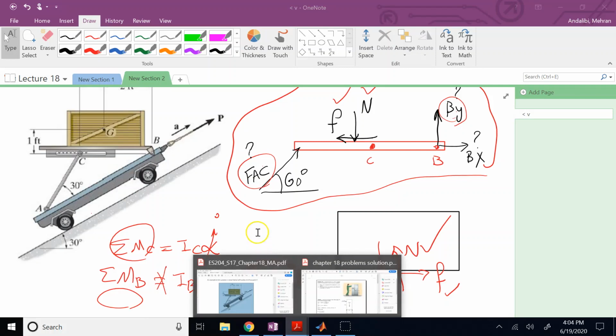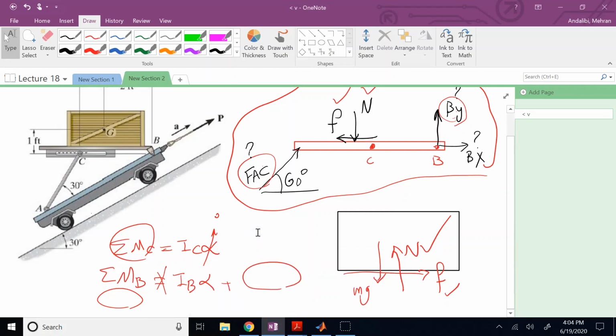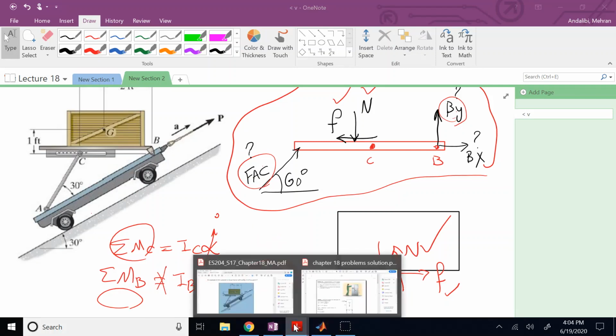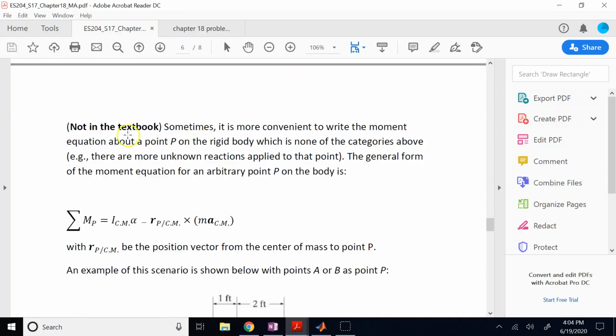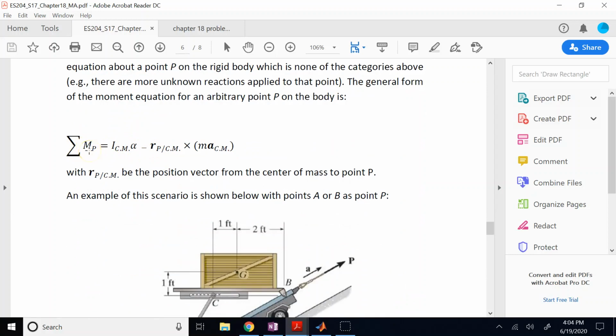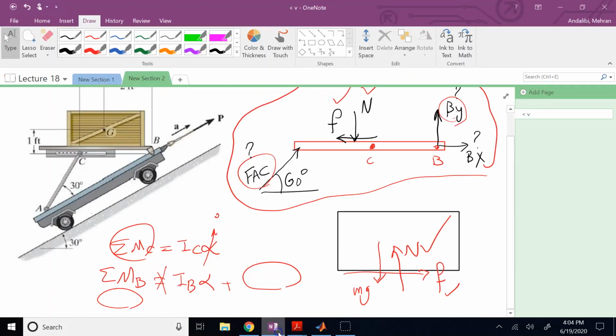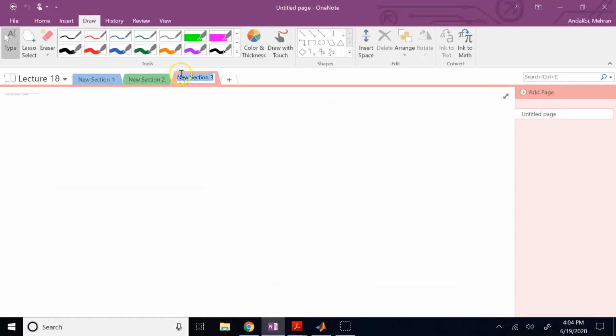So if P is an arbitrary point on the rigid body, with arbitrary acceleration, then yes, you can say the sum of the moments about P is equal to I of the centroid times alpha, not I about P, I of the centroid times alpha minus R of P with respect to the centroid times mass times acceleration of the center of mass. This formula is not in your textbook, but it is extremely useful.